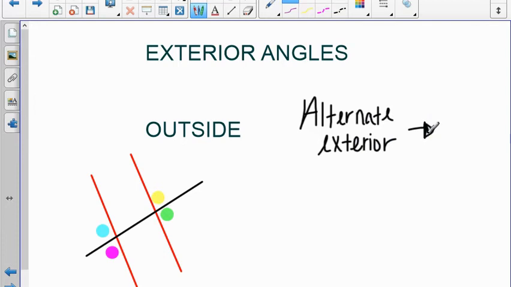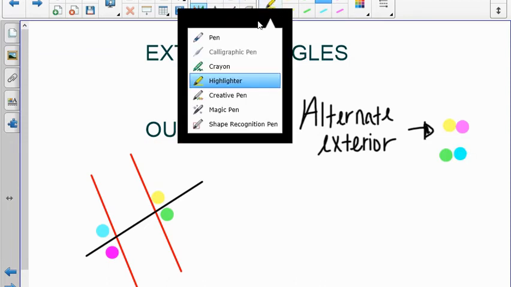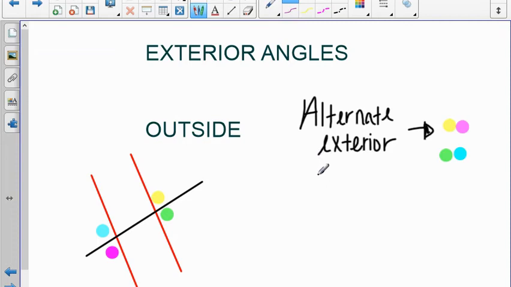And so an example of an alternate exterior angle would be like yellow and purple. They're alternate sides. They're on the different sides of that black line, and they're exterior, which means they're outside of those red lines. And then the other ones would be blue and green. Those are also alternate exterior angles. So the thing to know about alternate exterior angles is that they equal each other.